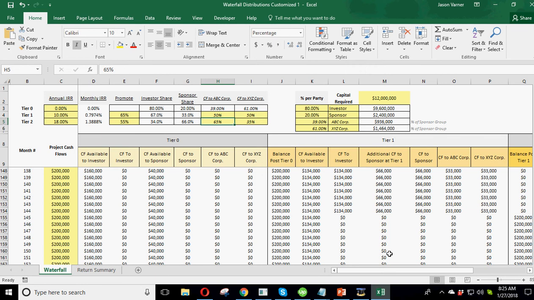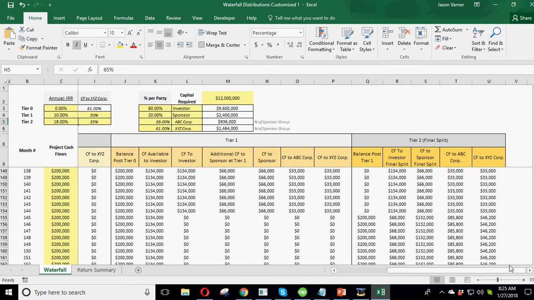And the basic concept behind this is that you want to motivate the sponsor to get a better return for your money so that you can go invest in other things. So that's what this incentive structure does.